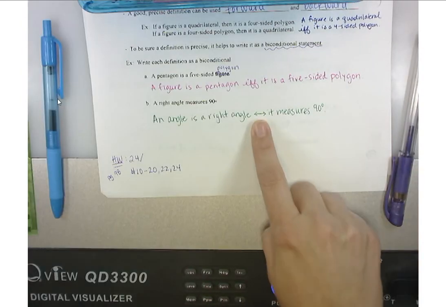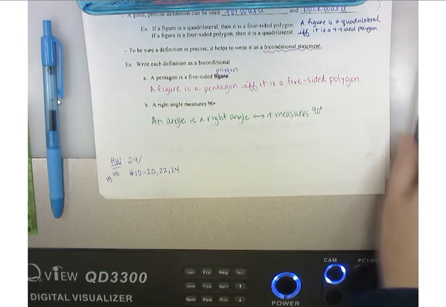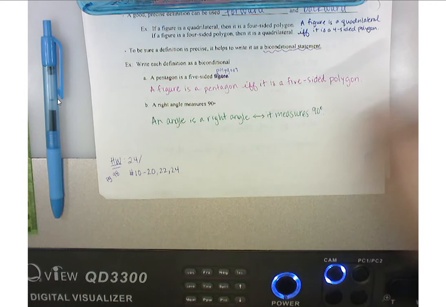You notice here I switched things up. I put the double-sided arrow in there. Again, you can do the if and only if. I just want to expose you to different ways that you can write that down.